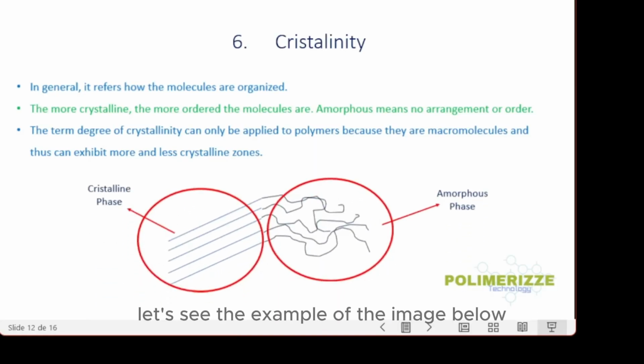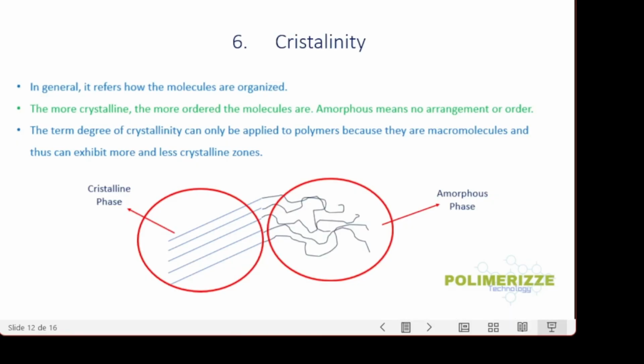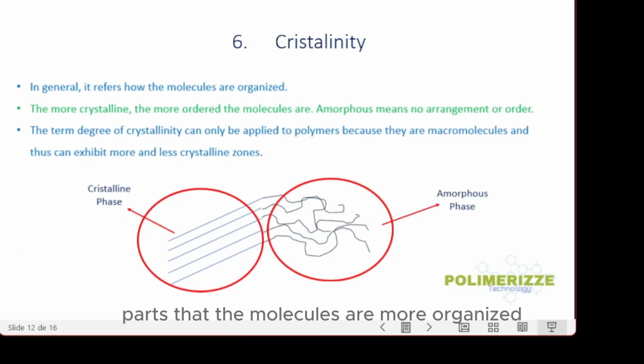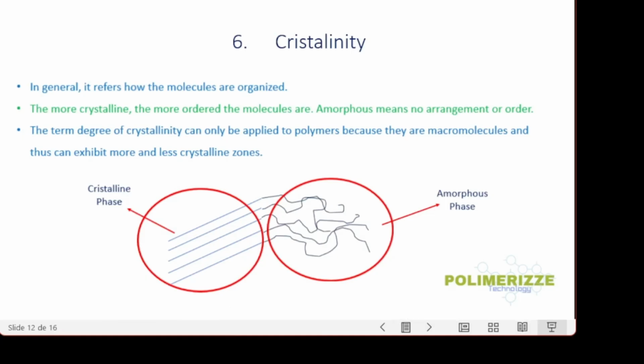Let's see the example of the image below. Let's suppose that it represents a polymer, a macromolecule of a polymer. In the same molecule, we can have a crystalline phase or amorphous phase. The same material can have parts where the molecules are more organized, or parts where the molecules are not so organized.